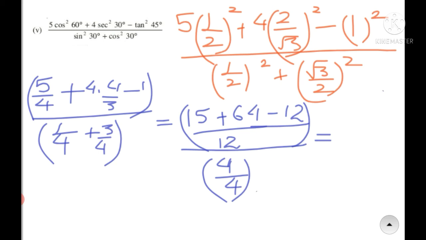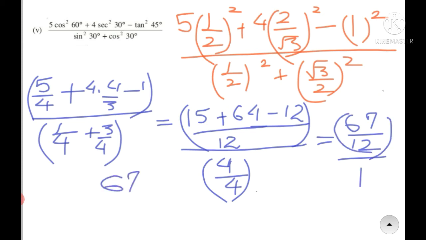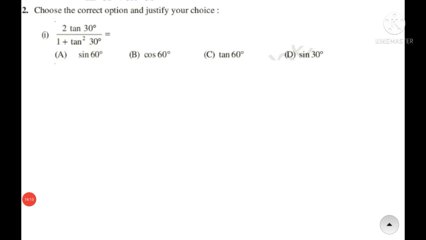Now this gives me, on solving, 67 by 12 divided by 1. So 67 by 12 is the answer. I hope you understand it. Let's see question number 2, first part. We have to choose the correct option.